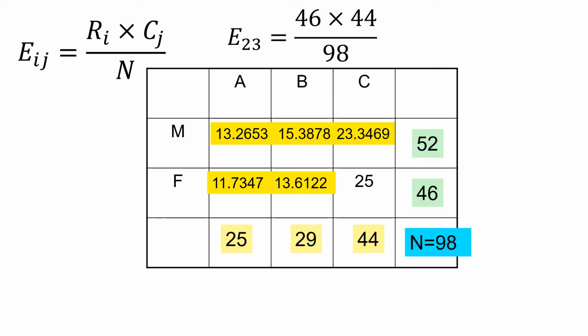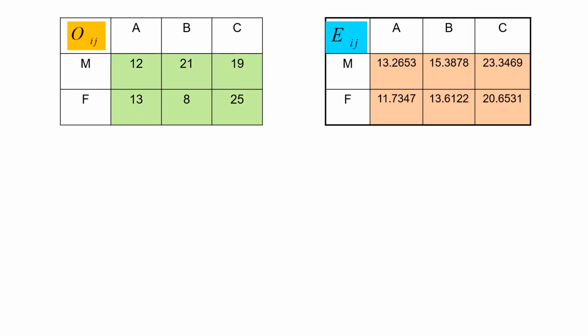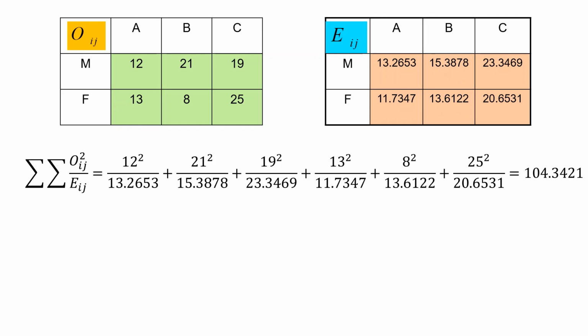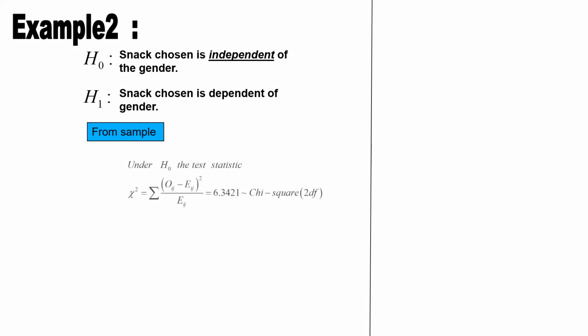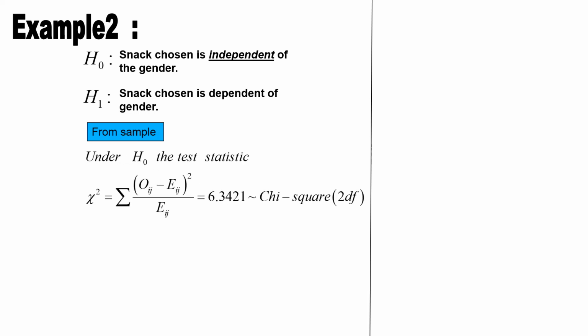Next, the expected value of row 2 column 3 is 46 multiplied by 44 divided by 98, which is equal to 20.6531. The sum of Oij squared over Eij is 104.3421. The chi-squared is 104.3421 minus 98, which is equal to 6.3421. Under the null hypothesis, the test statistic chi-squared is 6.3421, which follows a chi-squared distribution with (2 minus 1) multiplied by (3 minus 1), which gives us 2 degrees of freedom.